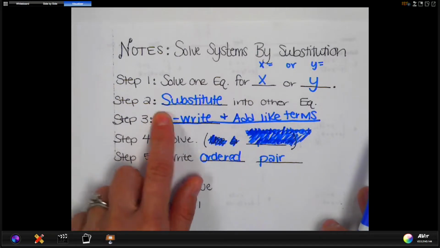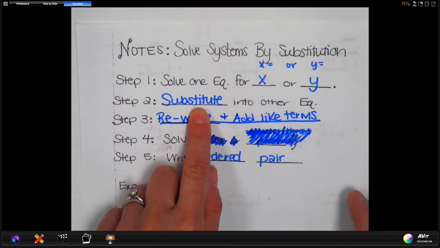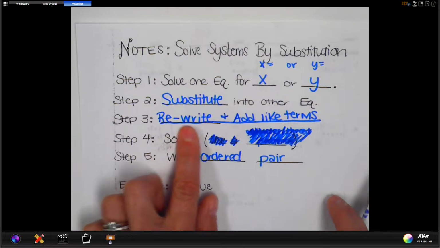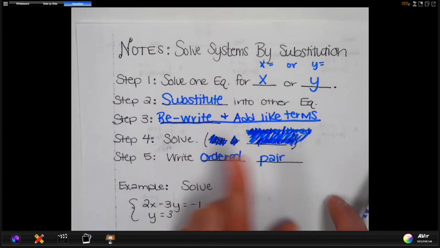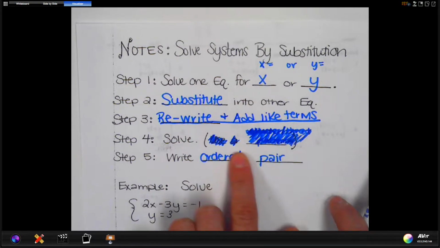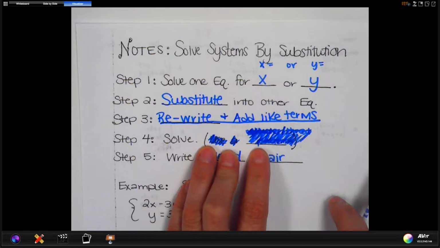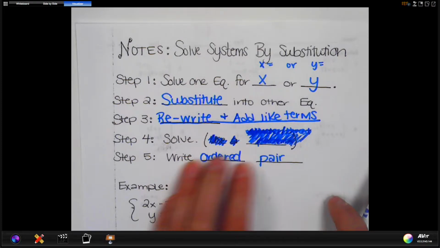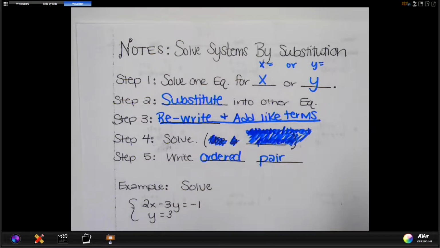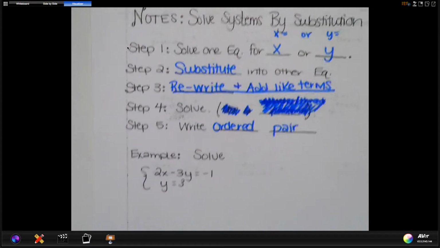Step 2 is going to be to substitute that into the other equation. Step 3, we're going to rewrite and add like terms. Step 4, we are going to solve, and I had something in parentheses here. I decided against that, so go ahead and cross that out. And then our last step is going to be to write our ordered pair. Okay, if you need to pause the video to get the notes, go ahead and do that now. If not, we are going to move on to the two examples.